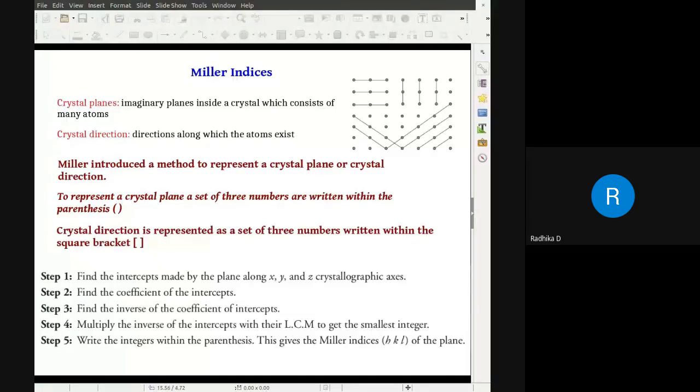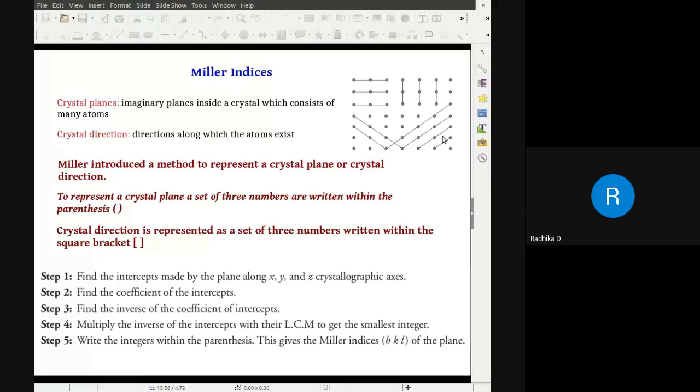Yesterday I asked you to imagine a sheet of paper as a plane. Above that we kept another sheet, and like that, right? Basically it's an imaginary plane. There is nothing like a real crystal plane which exists. It's an imaginary plane which is inside a crystal. It is being assumed that it is there and has all the atoms.